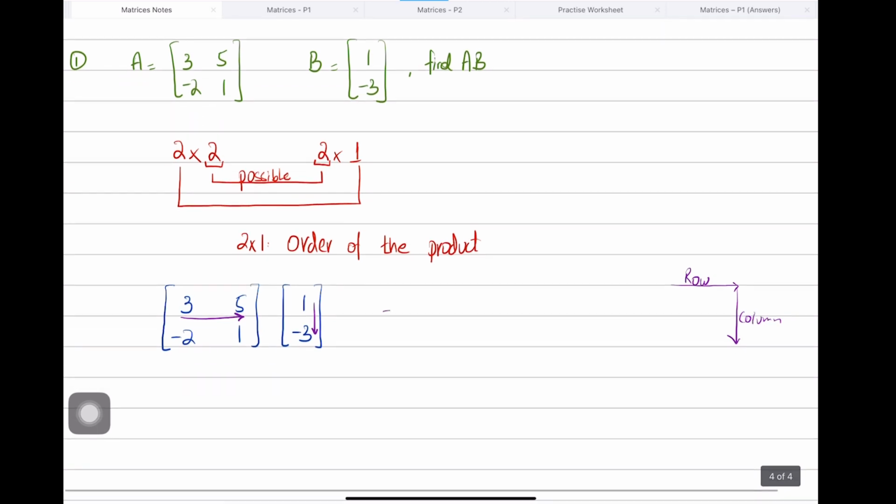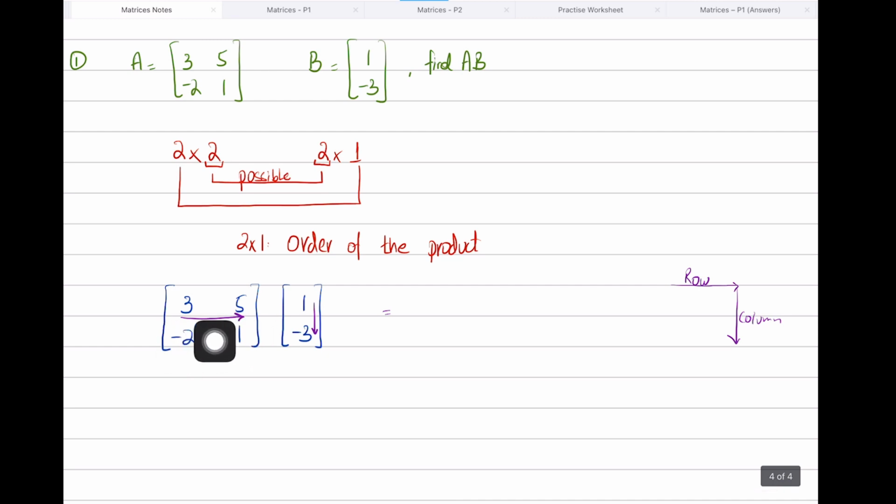Let me show you. If I ask you, how many elements do we have in the first row of this matrix? 2. Very good. How many elements do we have in the first column of this matrix? 2. Notice how the number is the same. That is the reason why they can be multiplied.